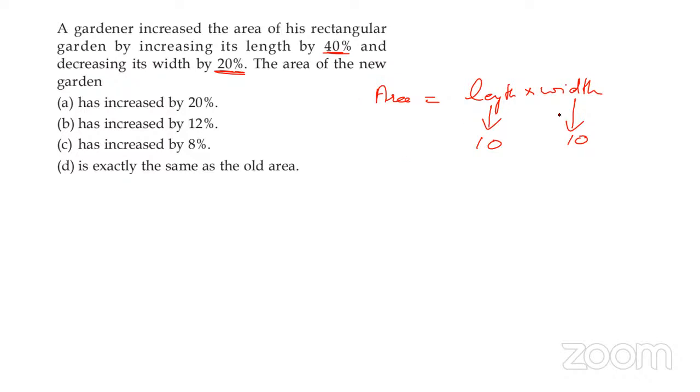So if length and width are 10, then what would be the area here? So area is equal to 10 into 10. So it's going to be 100. So current area is equal to 100.